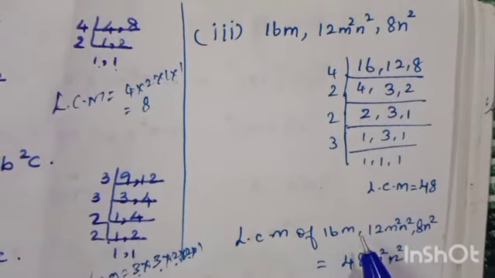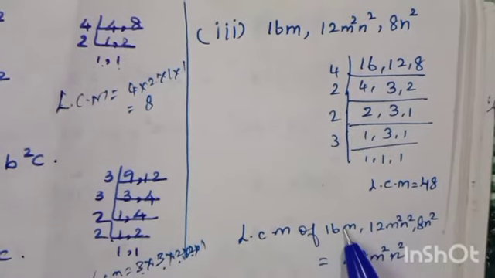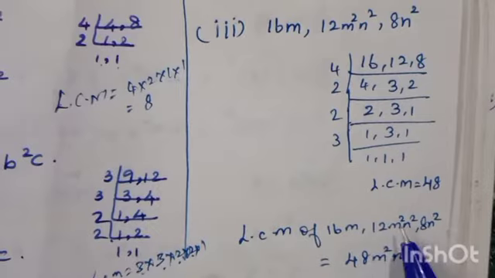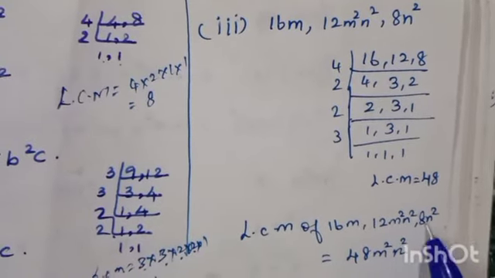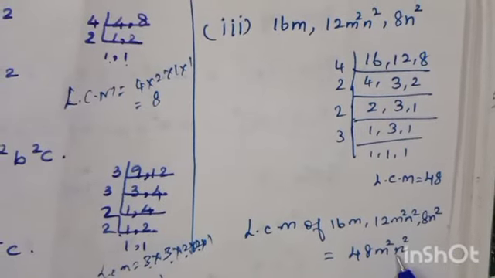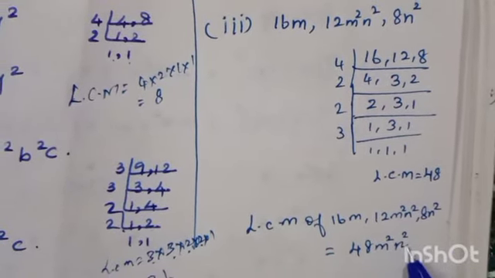Now the variables m and n. The highest power of m is m square. So m square. For n, the highest power is n square. Here the same, n square. Here it is n square. So the LCM is 48 m square n square.